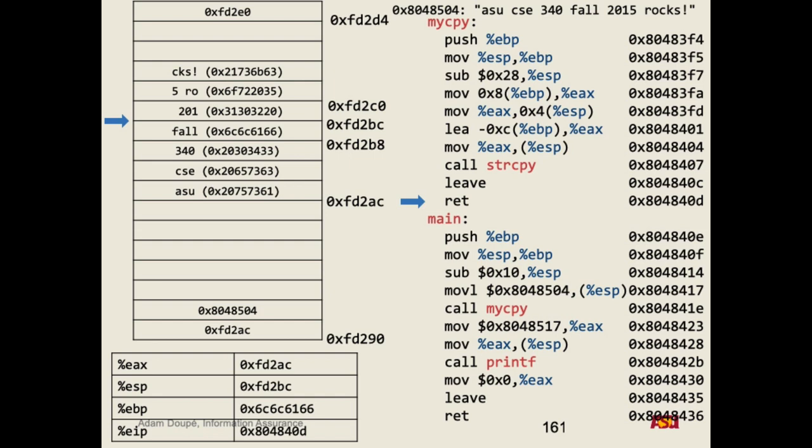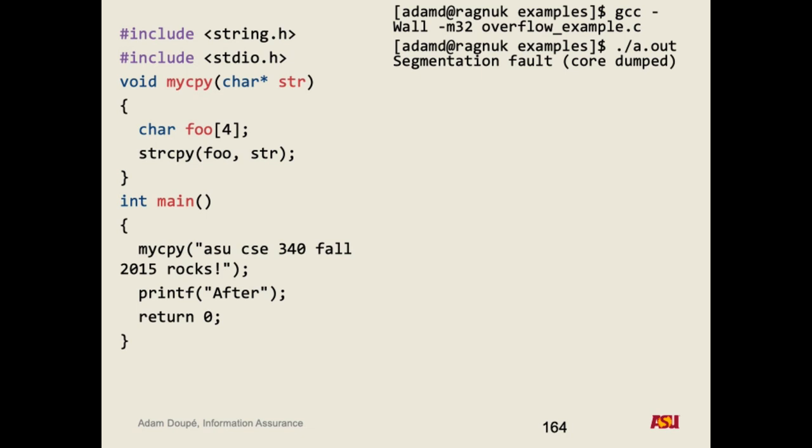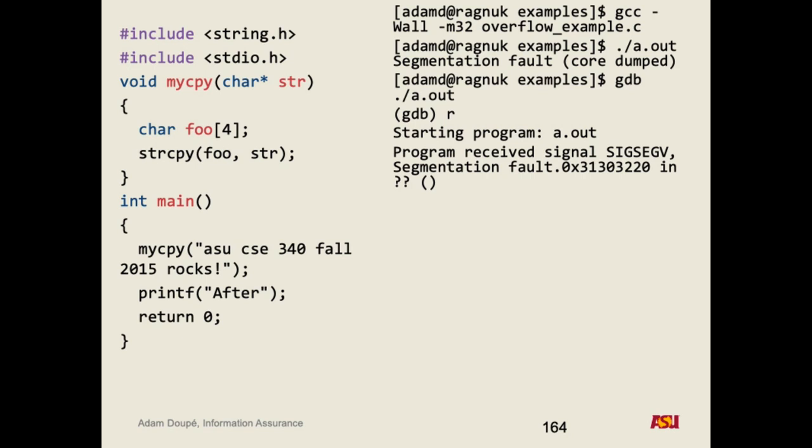Again, return is like a pop EIP. It's going to start trying to execute memory at location 31, 30, 32, 20. So it'll do that, and it will then get a seg fault. This was one of my examples, and if you want to do this yourself, you can take that example and run these exact commands. If we do a.out, it will say segmentation fault core dump, and then we can run GDB on it, start it, and see that it actually gets a seg fault because it's trying to access memory 31, 30, 32, 20. Exactly that memory we copied over in the return value of my copies.